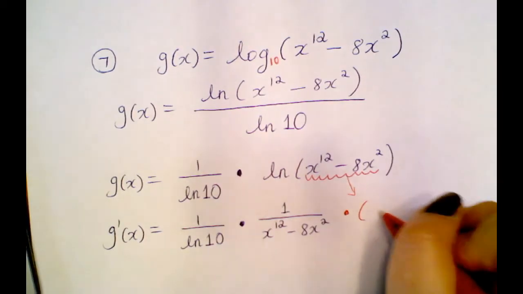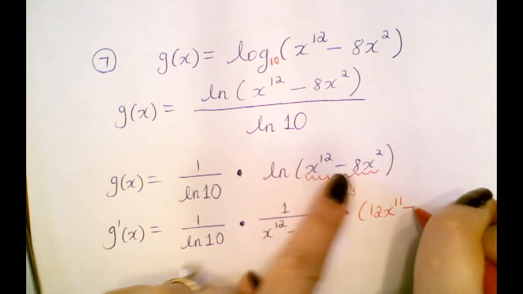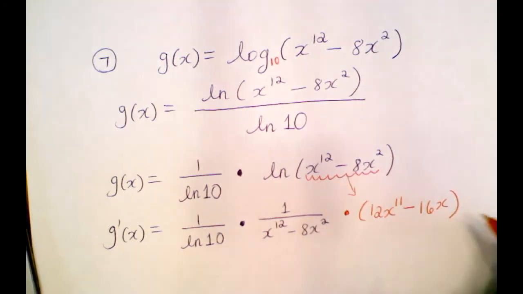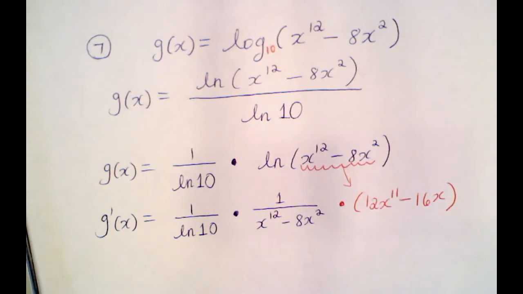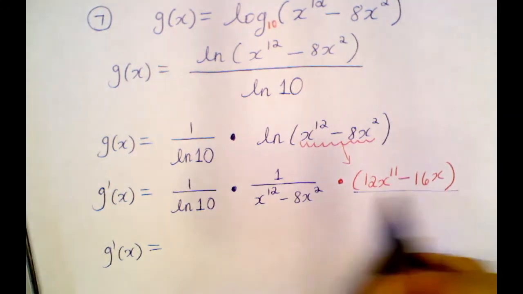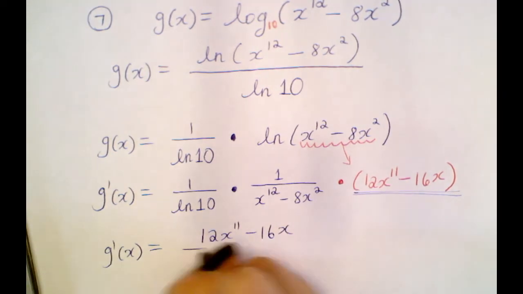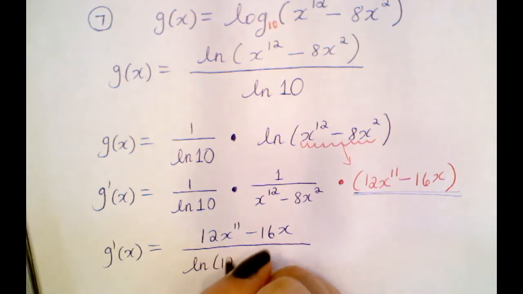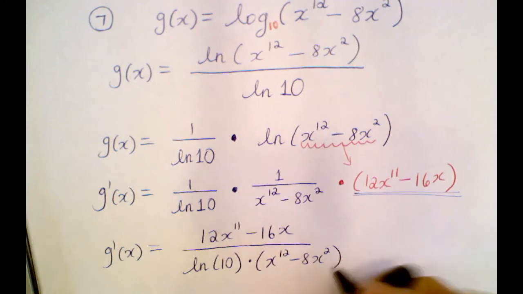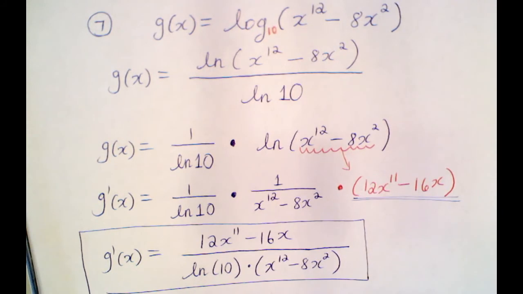What's that going to be? You'll have 12x to the 11th power minus what number? I'm going to need 16x to the first power. That's it. Now the last part is the easiest, isn't it? g prime of x equals, just put them all together. Let's put this red expression on top of the fraction: 12x to the 11th minus 16x, all over natural log of 10 times x to the 12th minus 8x squared. And that's it. I think I'm showing more than enough, but that's good.